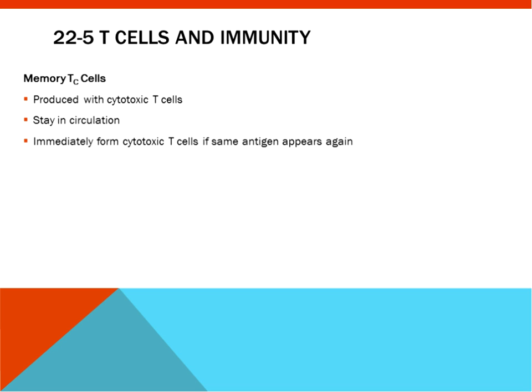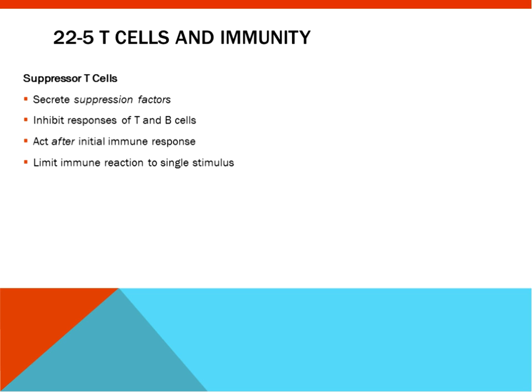So memory T cells are produced with cytotoxic T cells, as we saw in the previous slide. They stay in circulation because the next time we see that same antigen, we want to immediately become cytotoxic T cells so we can start getting rid of this infection.